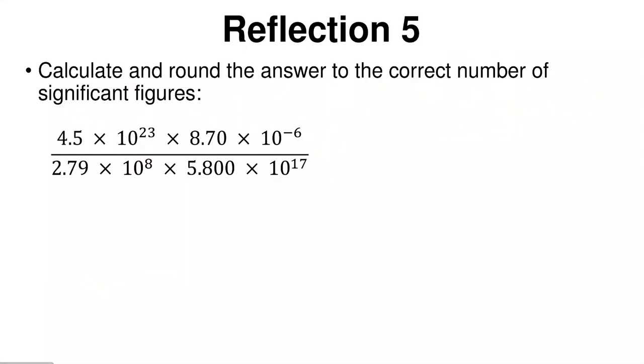Now let's talk about more complex problems using multiple operations. If you look at this question clearly, it says 4.5 exponential 23. I didn't say times 10. 4.5 exponential 23 times 8.7 exponential negative 6, divided by 2.79 exponential 8 times 5.800 exponential this.